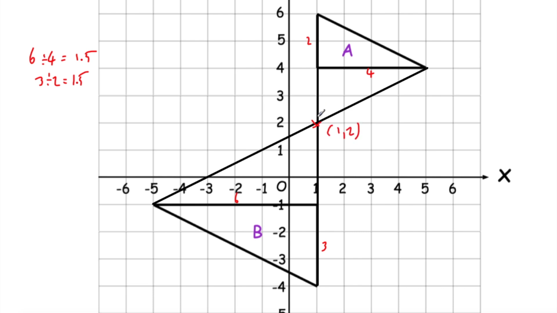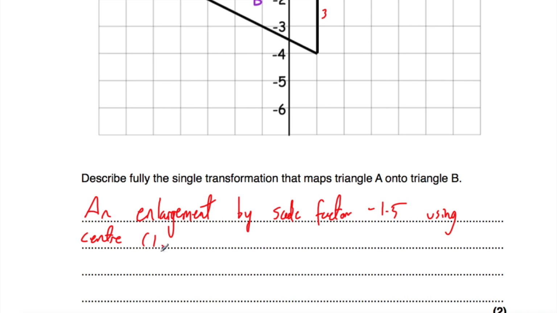And that's it. And let's just check that. To get from here to here, we would go 2 up. So if we times that by 1.5, well, 2 times 1.5 is 3, so it'll be 3 down. So 1, 2, 3. So that's it. So the center of enlargement is 1, 2. And that's it. So it's been an enlargement by scale factor negative 1.5 using center 1, 2.